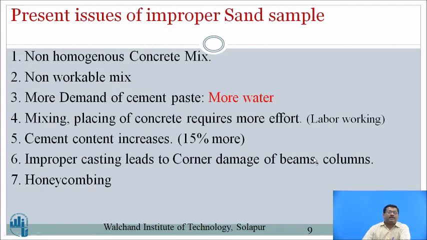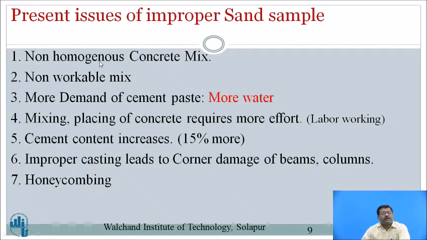Now, what are the present issues when an improper sand sample is selected? First is non-homogeneous concrete mix. Second, no workability, a non-workable mix. Third is more demand of cement paste. Fourth is mixing and placing of concrete requires more effort. Labor requires more effort, which is again an issue. Fifth is cement content increasing because of higher paste required. Sixth is improper casting leads to corner damage of the beams and columns. Seventh is honeycombing.